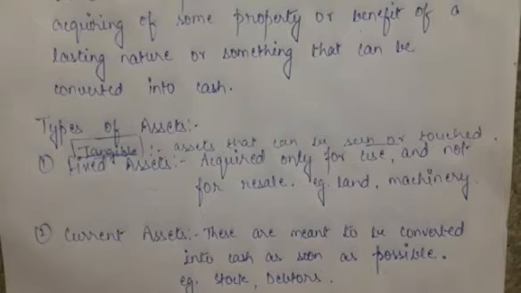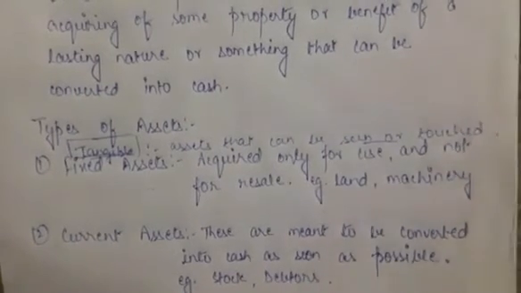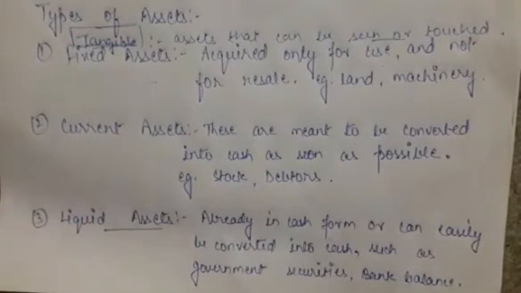Debtors mean the persons from whom we have to take the amount, who owe us the money. So all those persons are known as debtors. Now the next thing we have is the liquid asset. Liquid assets are again like current assets, because they are already in cash form. It's your cash balance or your bank balance.